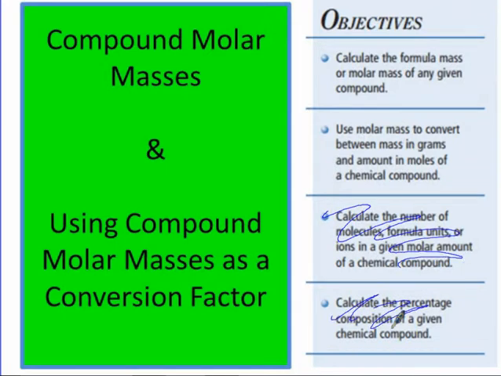ones right now. The ones we're going to worry about is calculating the formula mass or molar mass of a given compound. We're going to focus on that one, molar mass, and then using that molar mass to convert between mass in grams and then the amount of moles of that compound. You have your guided notes. I'm going to go ahead and pause here and make sure you get this down so you know what the video is all about.